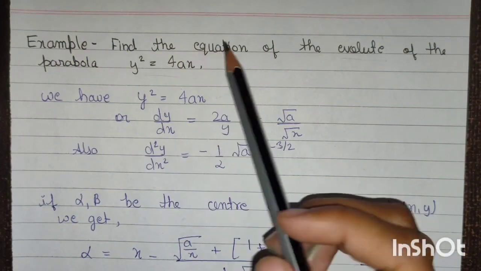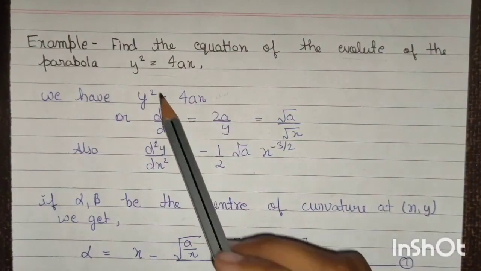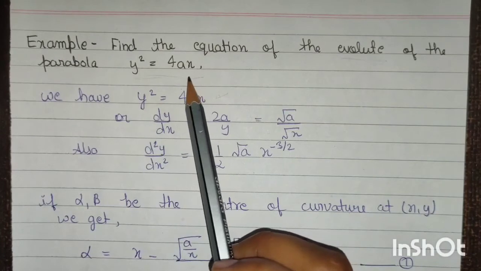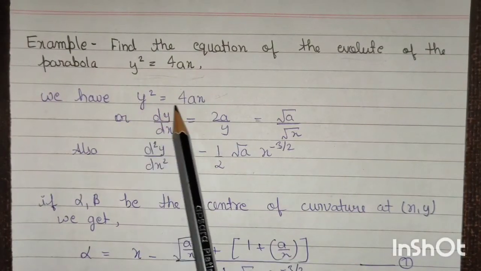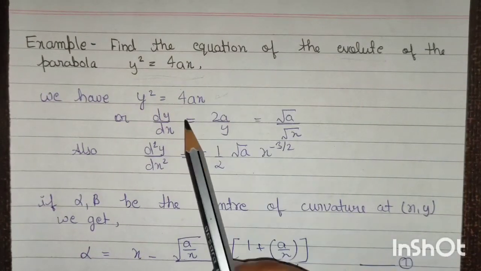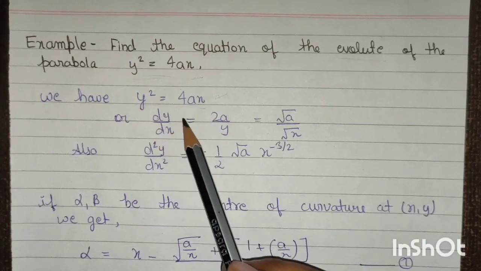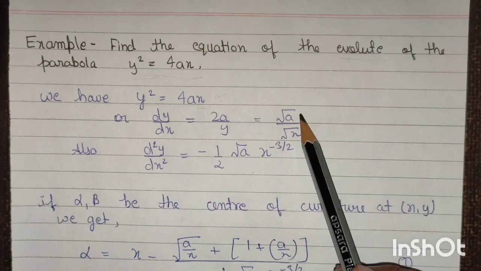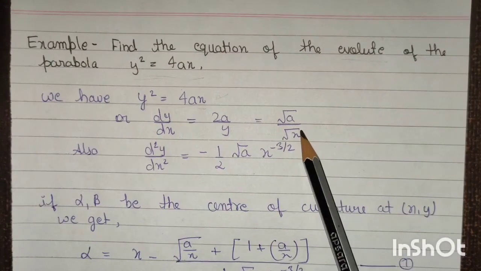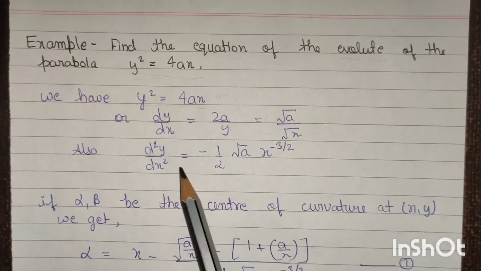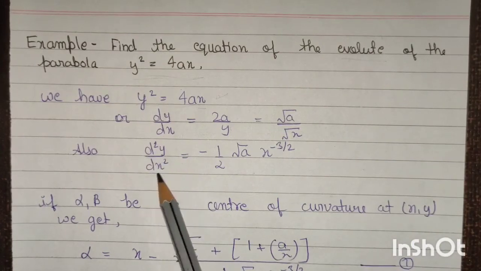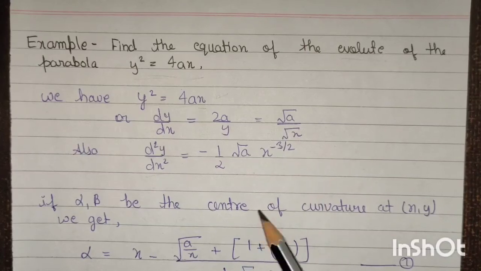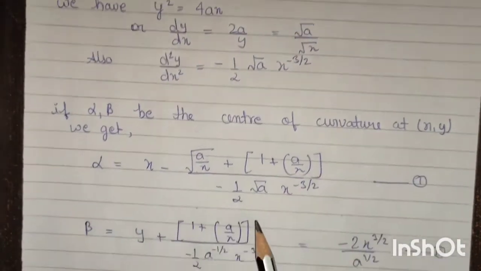Now we will see how to solve for the equation of evolutes. Example: find the equation of the evolute of the parabola y² = 4ax. Since we have y² = 4ax, differentiating with respect to x, we get dy/dx = 2a/y. On substituting the value of y, we get √a/√x. Again differentiating dy/dx with respect to x, we get d²y/dx² = -1/(2√a) x^(-3/2).